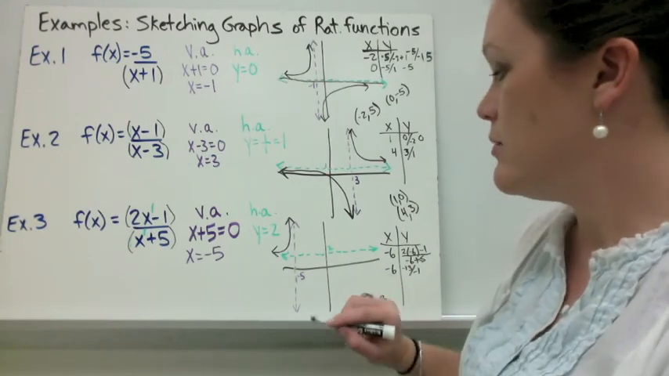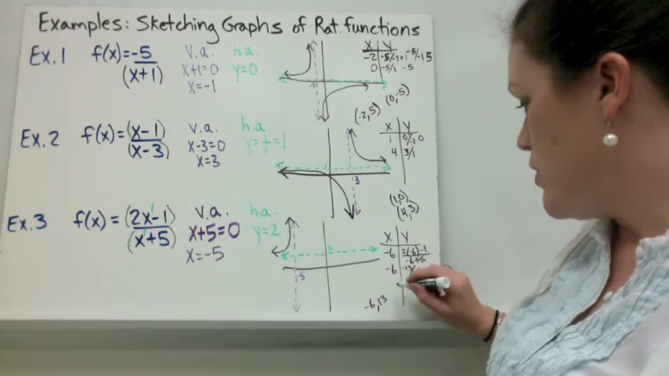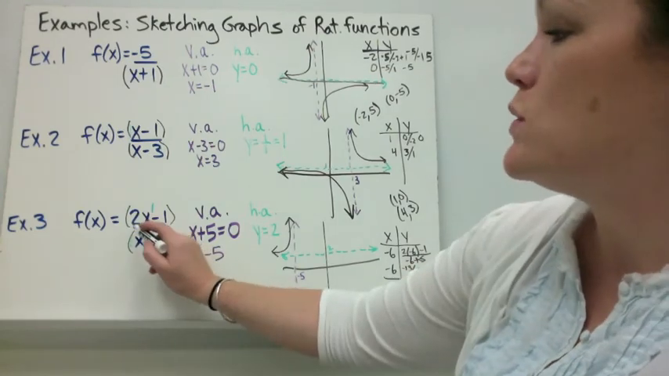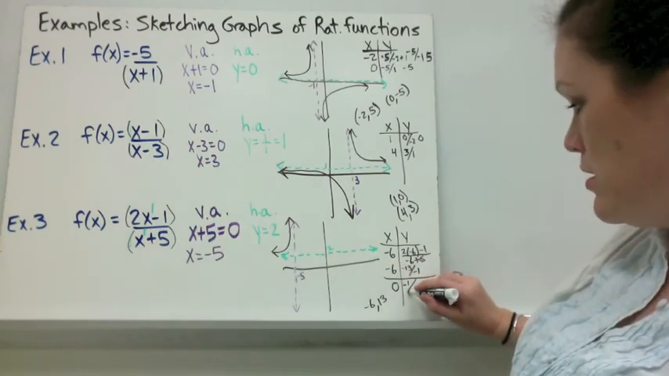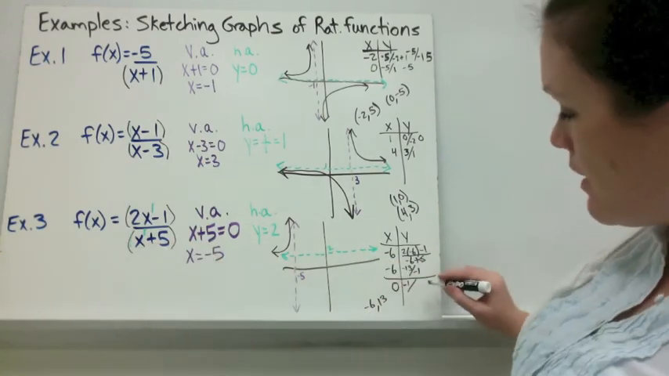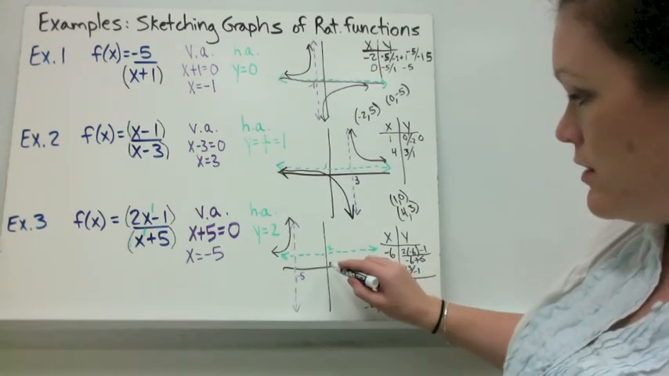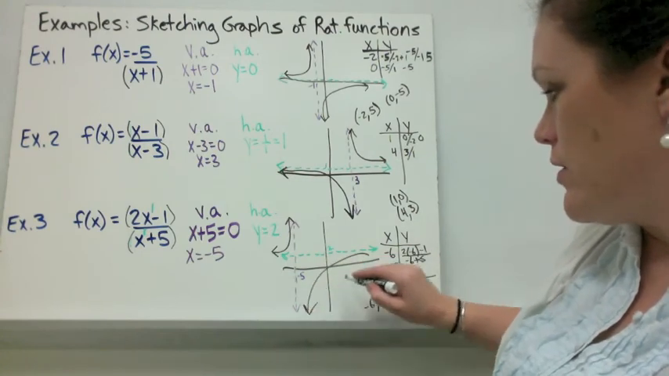And then we could try a number that is greater than negative 5. So we might try 0. 0 is usually a nice easy one to attempt to plug in. So 2 times 0 minus 1 would be negative 1. And 0 plus 5 would be 5. So if it's (0, negative 1/5), that would definitely be in this part of my graph.